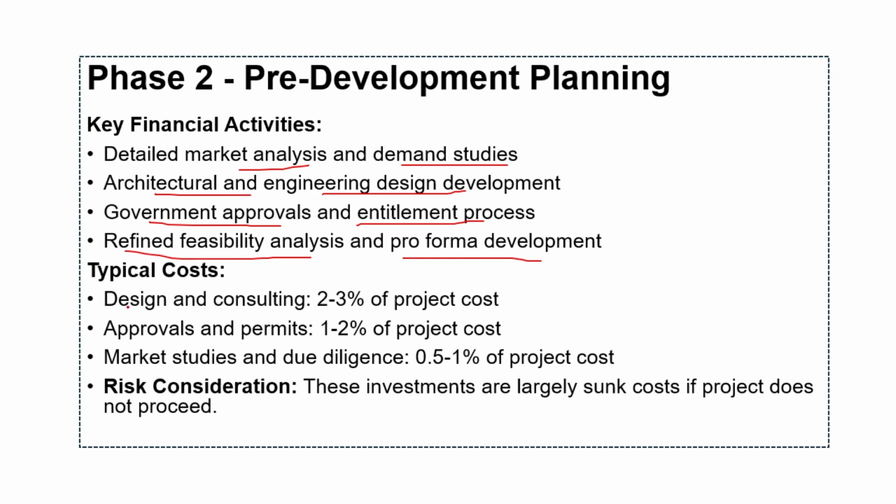Typically, this will cost design and consulting around 2 to 3% of the project cost. Approval and permits will cost 1 to 2% of the project cost. Market studies and due diligence will cost 0.1 to 1% of the project cost. And the risk here, these investments are largely sunk cost if project does not proceed. Basically, if the project will not go ahead, this will be all lost.